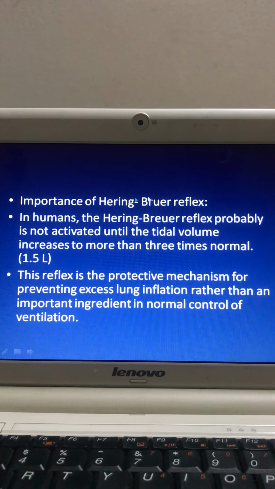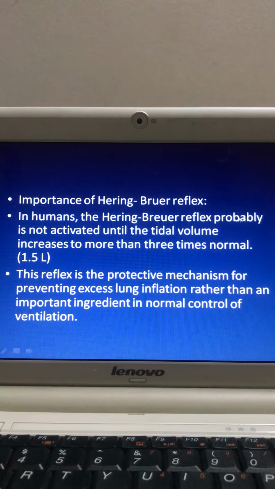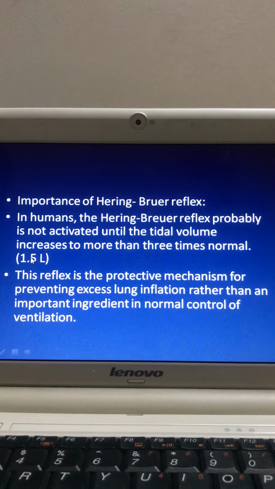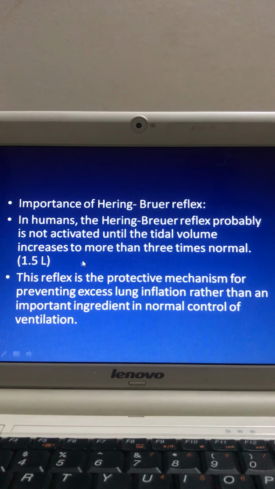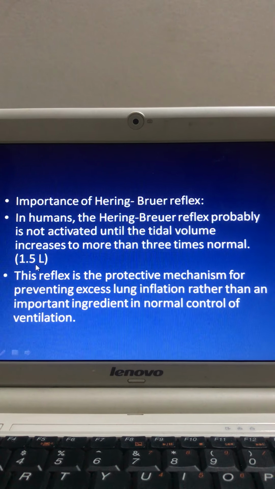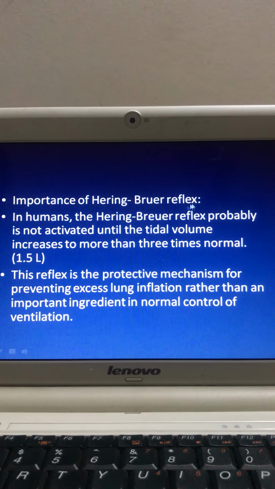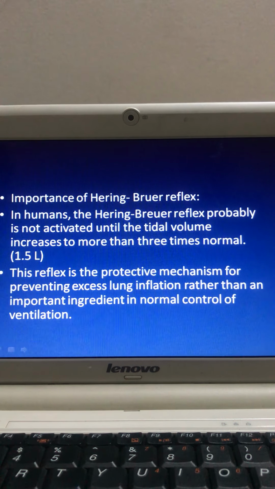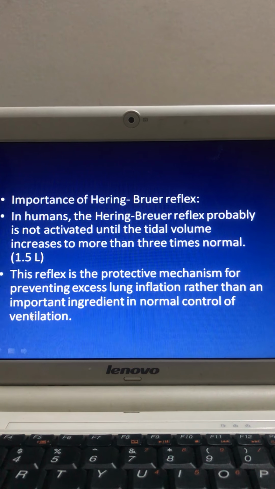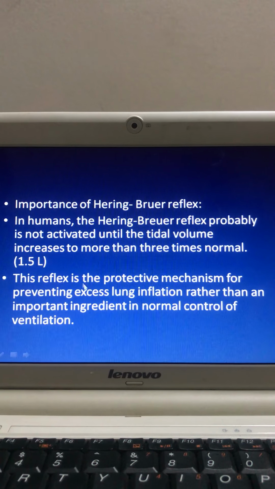Now, the importance of the Hering-Breuer reflex. In humans, the Hering-Breuer reflex probably is not activated until the tidal volume increases to more than 3 times normal. You know that tidal volume is 0.5 liter. Three times that is 1.5 liters. When the tidal volume increases above 1.5 liters, the Hering-Breuer reflex is initiated. What is the importance of this reflex? This reflex is a protective mechanism for preventing excess lung inflation rather than an important ingredient in normal control of ventilation.